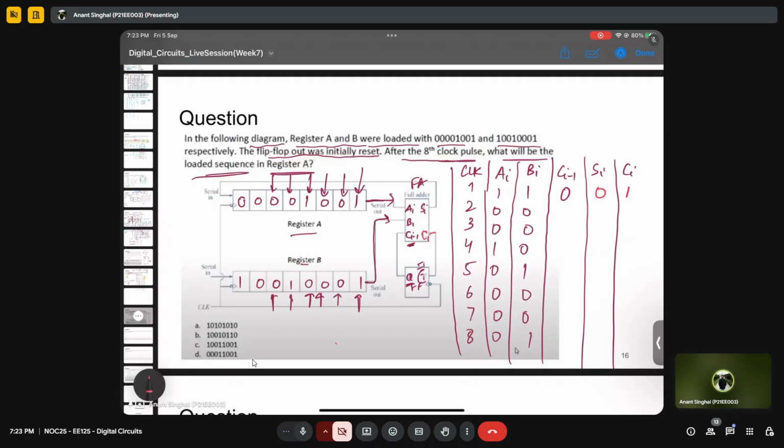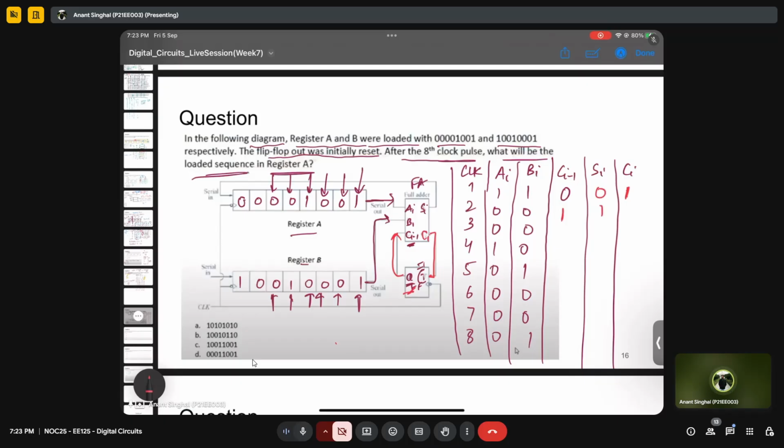Now what we need to do is this Ci is actually getting here. You see this Ci is connected to T. So when this is T, there will be a toggling and this Q will become Q bar, right? So this will be 1, no? Is this clear to everyone how I've written this one? Please let me know quickly if it is clear. Okay, great.